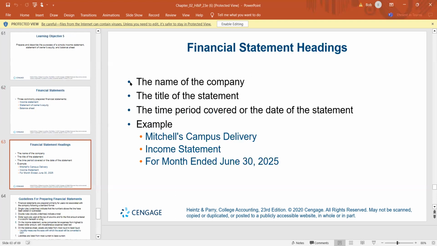So let's take a look at what we have here. The heading is important: the name of the company, the title of the statement, and the time frame. For example, Mitchell's Campus Delivery, income statement for the month ended June 30th, or for the month of June 2025.